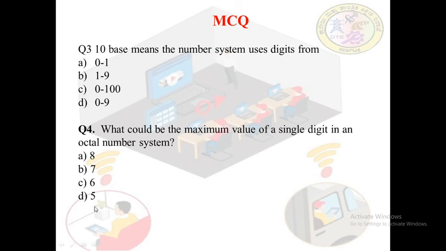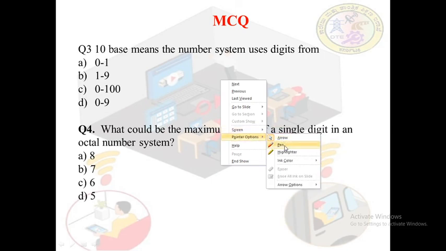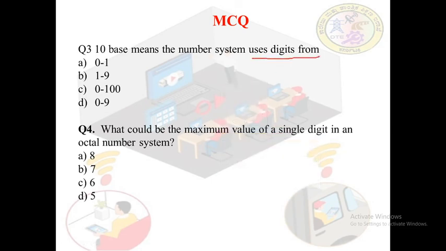Third question, 10 base means the number system uses digits from. 10 base means it has to be a decimal number system. Decimal number system uses digits from, we know, 0 to r minus 1. Any number system will use digits from 0 to r minus 1, where r is the base. The base here is 10, so 0 to 10 minus 1 is 9. So r is base, 0 to 9. Option D is the right answer.